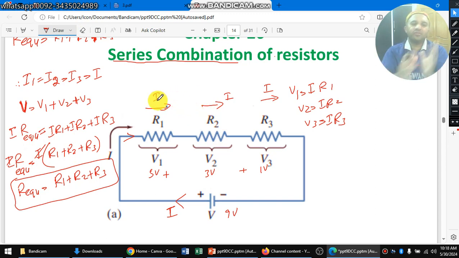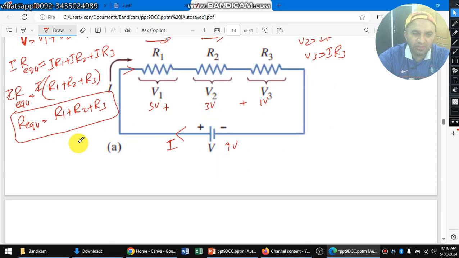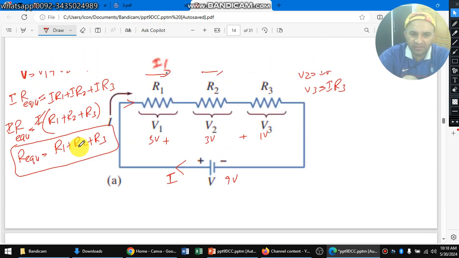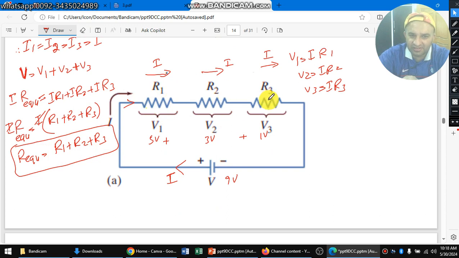This is opposite to the parallel combination of capacitors. For capacitors, this formula is for the parallel combination, but for resistors in series, R equivalent is equal to R1 plus R2 plus R3. So we can find the equivalent resistance by just adding all the resistors.